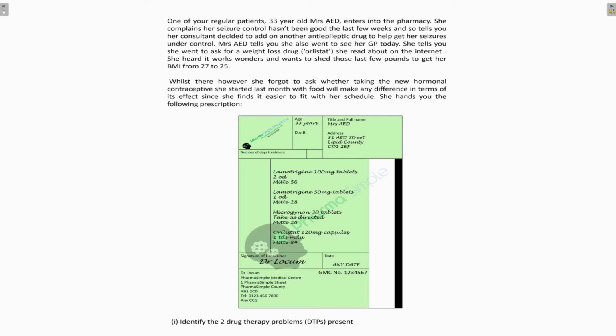Mrs. AED tells you she also went to see her GP today. She tells you she went to ask for a weight loss drug, Orlistat, she read about on the internet. She heard it works wonders and wants to shed those last few pounds to get her BMI from 27 to 25. Whilst there, however, she forgot to ask whether taking the new hormonal contraceptive she started last month with food will make any difference in terms of its effect, since she finds it easier to fit with her schedule. She hands you the following prescription. Identify the 2 drug therapy problems present.